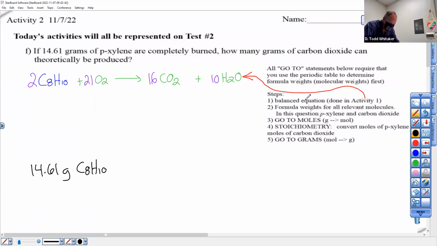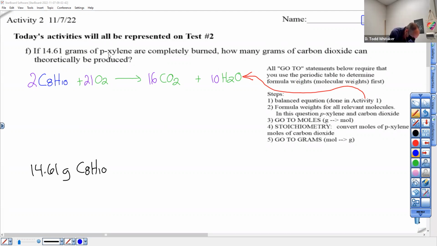Balanced equation done. Formula weights for all relevant molecules. Hey, formula weights synonymous with what? Molar mass? Yeah. So we need formula weight for the relevant molecules. Now, guys, I tell you what they are in this question, but you need to tell me what are the only two chemicals I'm asking about in this question. Yeah, p-xylene and grams of carbon dioxide. So I need those two formula weights. If they're mentioned in the question, please give me their formula weight.